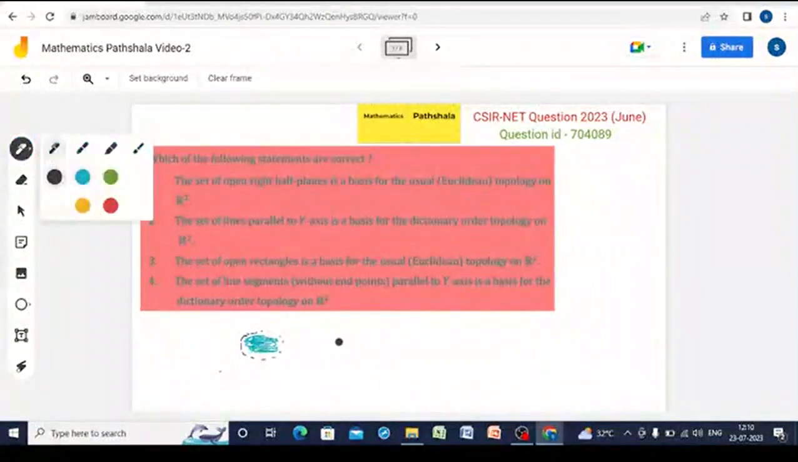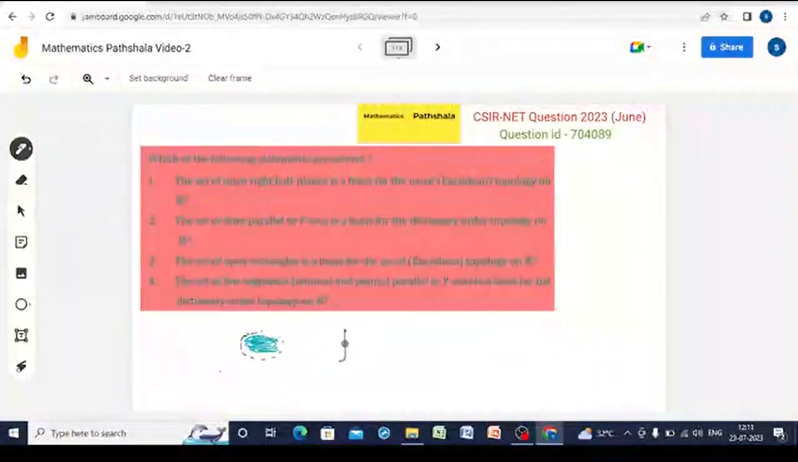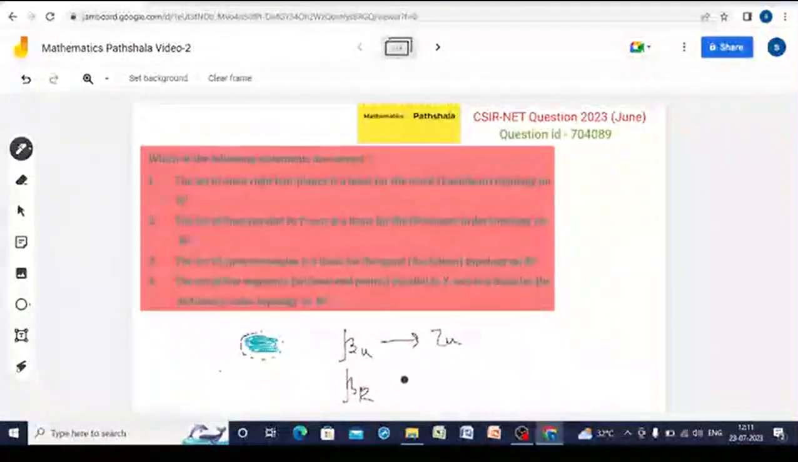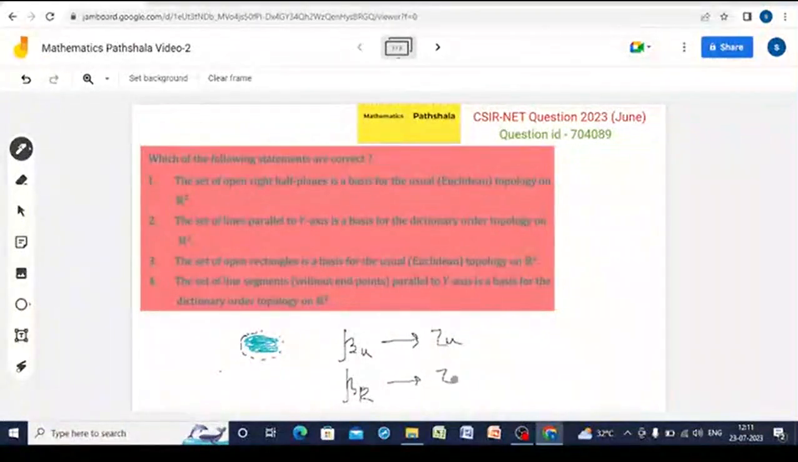And see here, let script B_U be the collection of all such open disks and script B_R be the collection of all open rectangles on R2. Let script B_U generate the topology tau_U, that is our usual topology or Euclidean topology on R2, and let script B_R generate the topology tau_R on R2. Now we will show that tau_U and tau_R are the same.